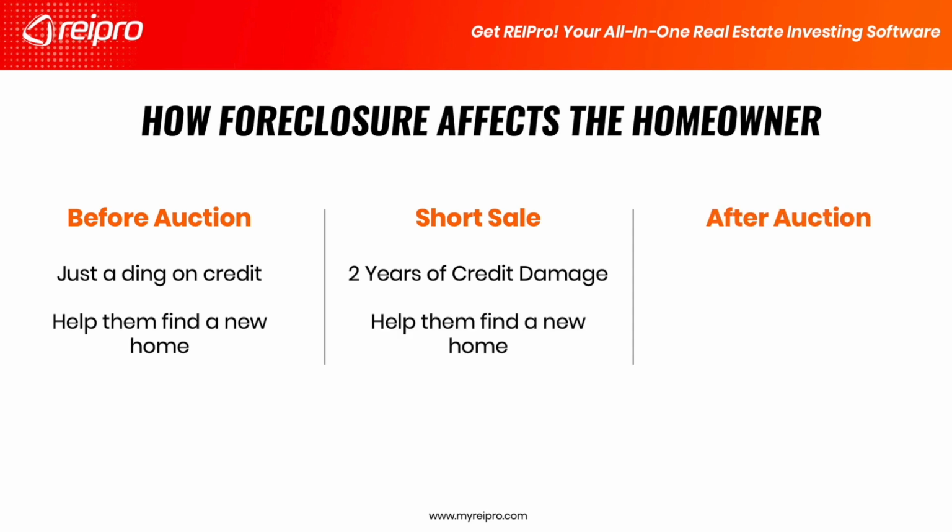But now that we get after the auction, this is going to be 7 years of credit damage. So as you can see, even though a short sale is better than going through auction, which is going to be 7 years, we really want to focus on that before-auction period, which is going to help the owner. It's going to save the bank money. It's going to also help you make more money. Now, let's look at some of the things you can do in these different stages.